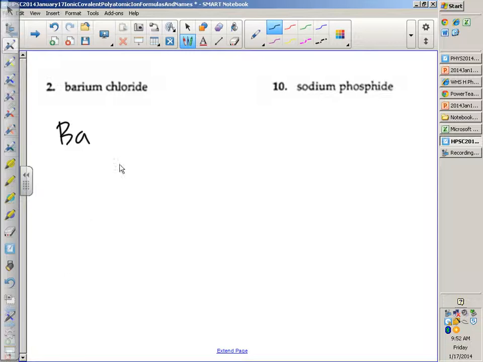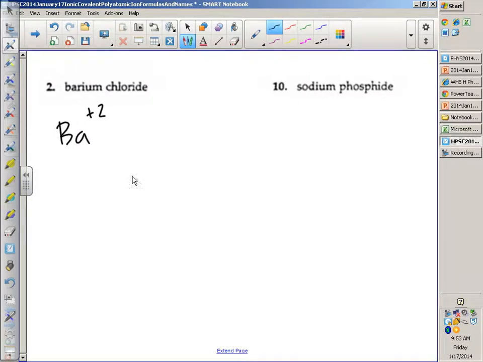Cation. Cation. And what charge is that cation going to have? Positive 2, right? Because it's going to lose both of those valence electrons. So you find barium on the periodic table, and you see that it's going to form this ion.